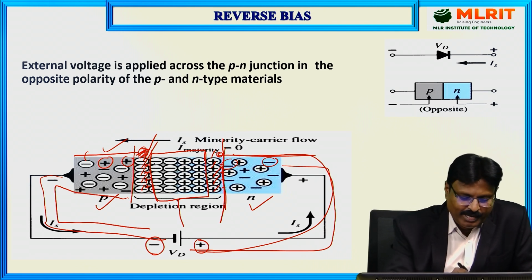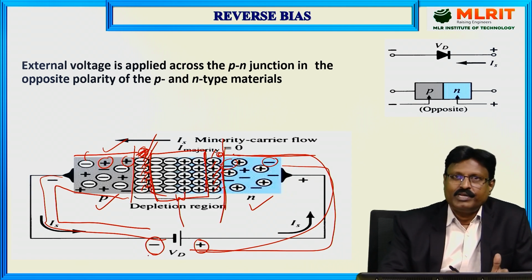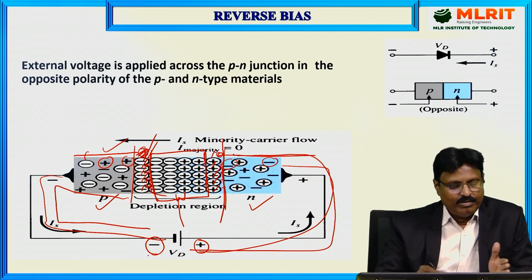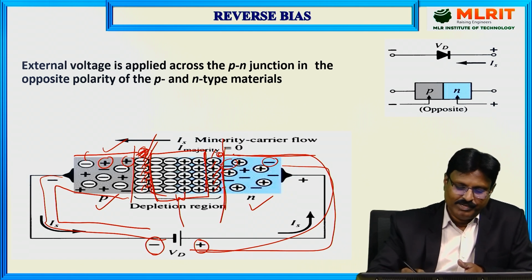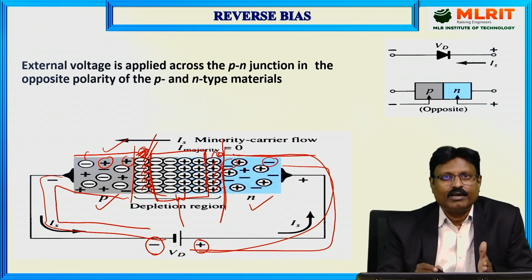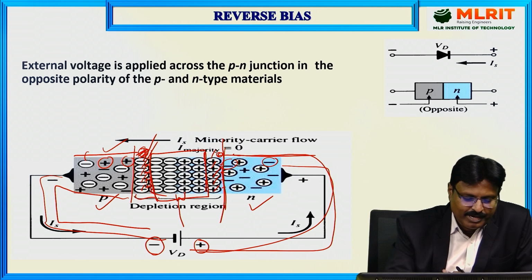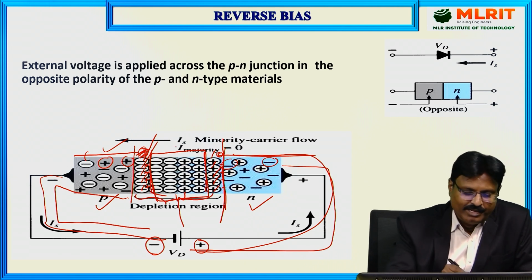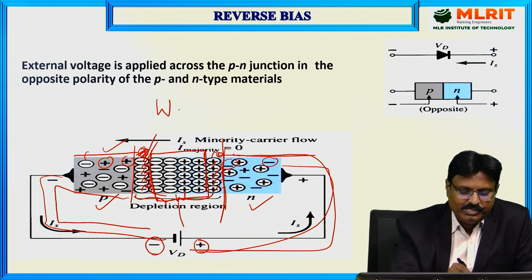Okay, earlier I said at zero bias, let the width of the depletion region be W. Now after the application of the reverse bias, all the holes want to come out of the device in order to reach the negative terminal of the battery, and electrons want to come out of the device in order to reach the positive terminal of the battery. So in this process, they are leaving their ions uncovered. That means the depletion region is increasing here. At zero bias, the depletion region is W. Now it is increased to W dash.